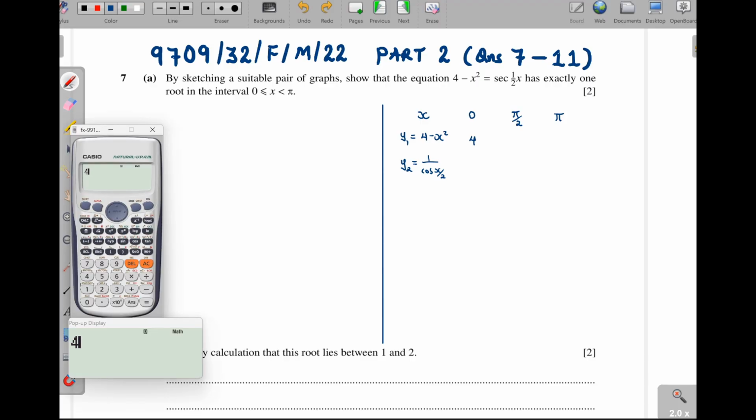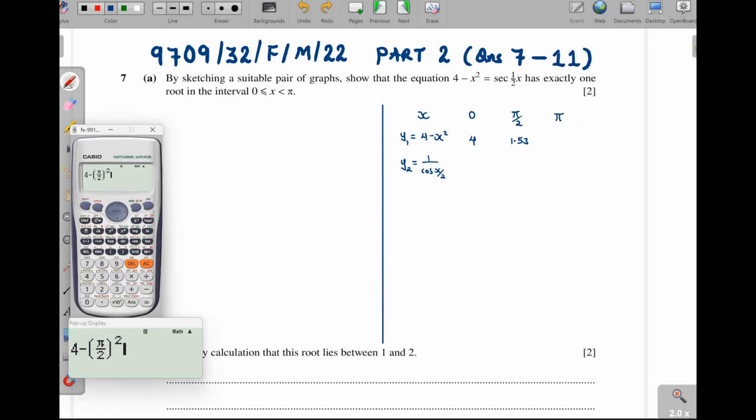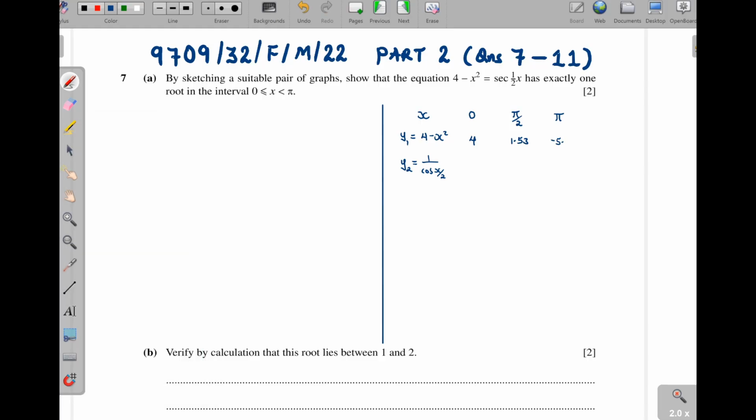What do we get? 4 minus, then pi out of 2. Then this one should be squared, and then we get 1.53. Then when we put pi, what do we get? I'll just come back to this one here. And then I remove this, just put a 1. That is negative 5.87. And then this one here, cos of 0 is a 1.